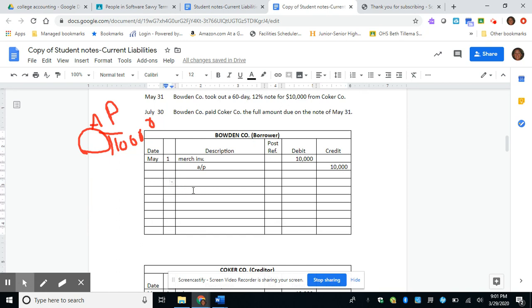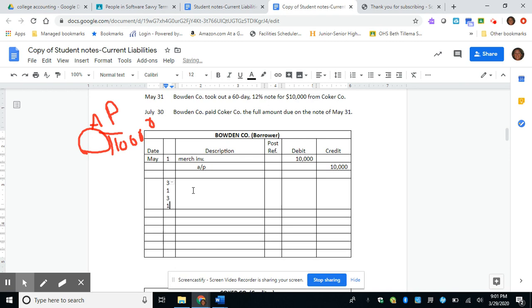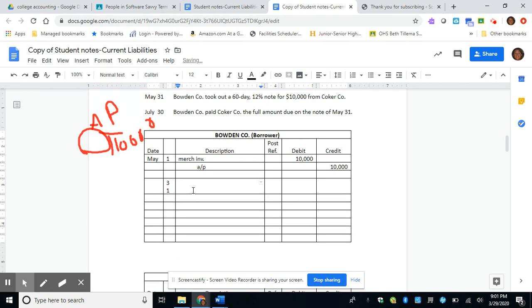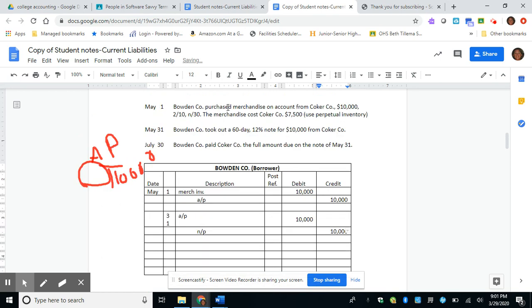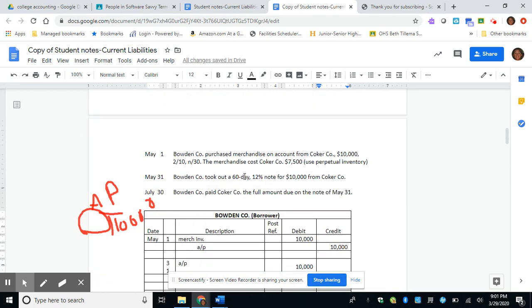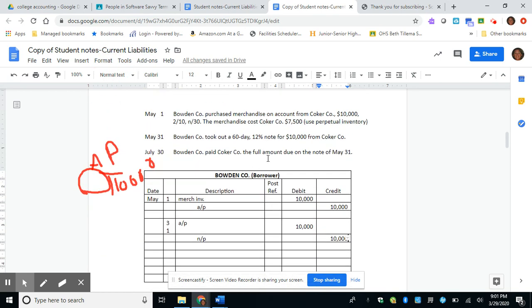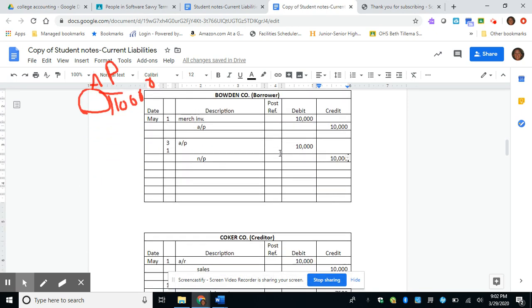So on May 31st, our debit is going to be accounts payable to get rid of that bill, and our credit is going to be a notes payable. Now, we do have some interest to worry about because if you guys take a look, it's a 12% 60-day note, but we're not going to worry about the interest until after we paid it off.